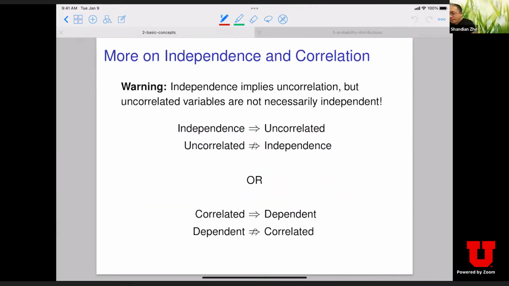So here is the statement: from independence you can conclude that the two random variables are uncorrelated. However, if they are uncorrelated, that doesn't necessarily mean they're independent. Okay, any questions so far? Okay, great. This is a quick review of all the very fundamental concepts about probabilities.